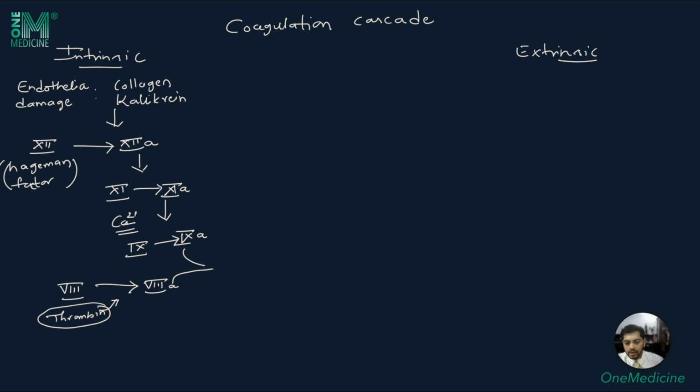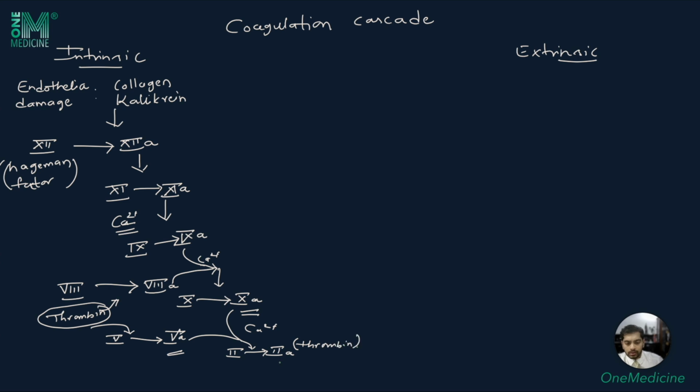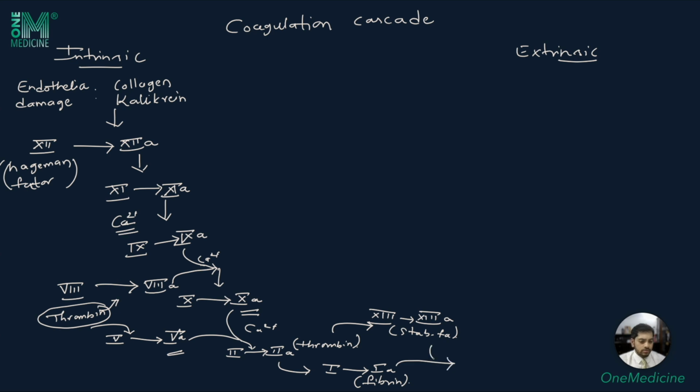Factor 9a, factor 8a as well as calcium together activate factor 10, that is, convert factor 10 into factor 10a, and here factor 5 is converted to factor 5a again by the action of thrombin. Activated factor 5a and factor 10a along with calcium activate factor 2 into factor 2a. Factor 2a is thrombin. This activated factor 2a activates factor 1 into factor 1a, which is fibrin. Thrombin further activates factor 13 into factor 13a. Factor 13 is also known as stabilizing factor. Multiple fibrin threads in the presence of stabilizing factor as well as calcium form a stable fibrin clot. This constitutes the intrinsic pathway.